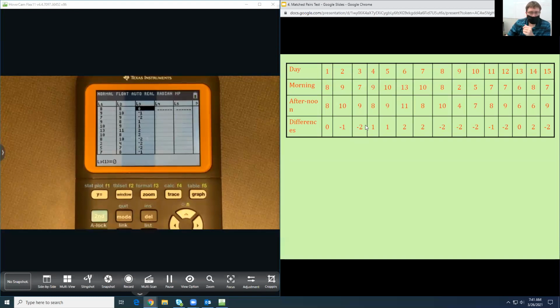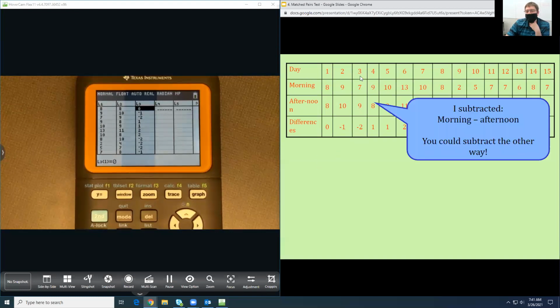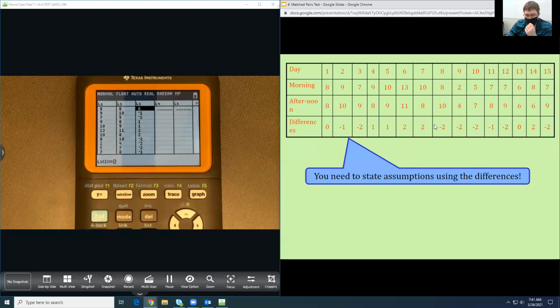All right, so we're measuring the differences. So this L3 is what we're going to focus on. Is there enough of a change between L1 and L2 to say, yes, one of them is better or worse than the other one, so that when customers call, we can say, yeah, you need to book in the morning if you can, if you want to see more whales or whatever. All right, so again, I subtracted morning minus afternoon. You could subtract the other way. This is completely your choice.